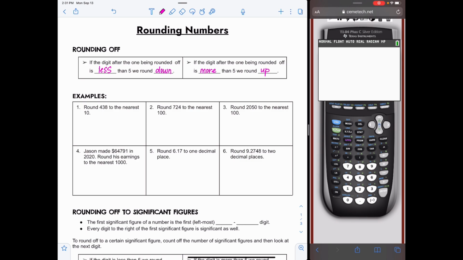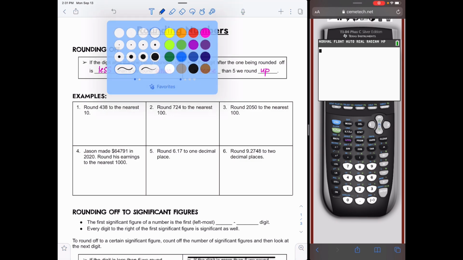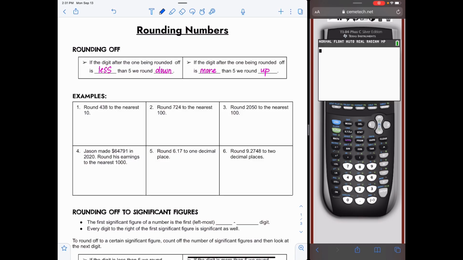All right, so let's do some quick examples. Number 1, it says round 438 to the nearest 10. So I would identify the tens place. If I'm trying to round 438 to the nearest 10, I'm rounding to where that 3 is. So I look at that 8. That 8 is bigger than 5, which means I need to round that 3 up, which will end up making me have 440.